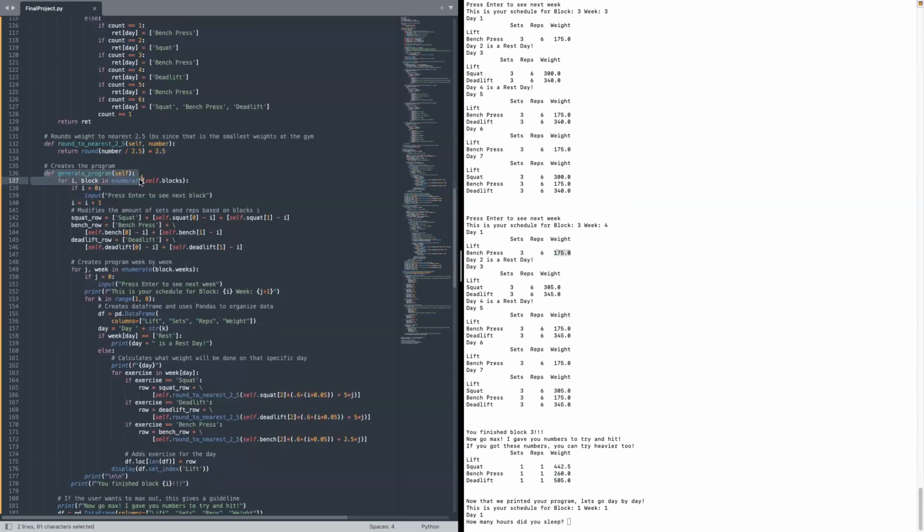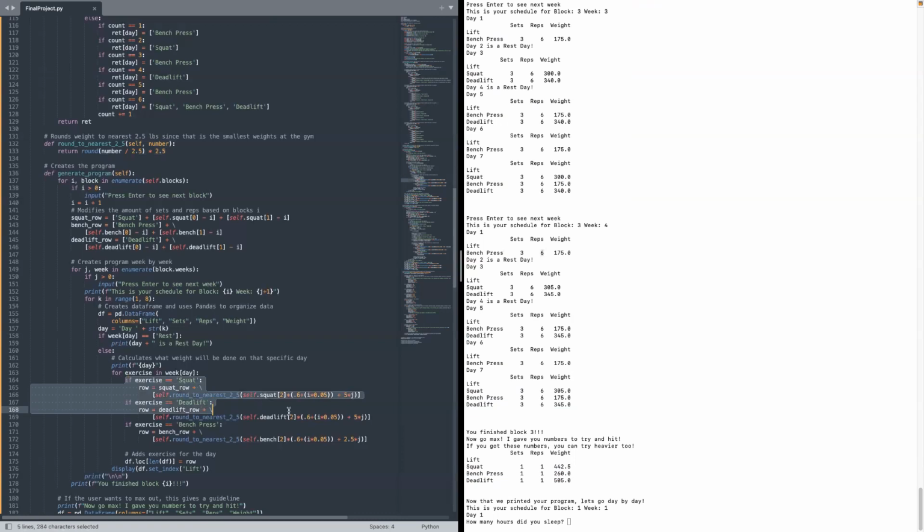Generates the program. This shows next block. This basically generates the amount of sets and reps based on the number of blocks. So if it's block 3, it'll give 3 sets right here and then 6 reps. And this next part basically creates a data frame and uses pandas to organize the data so it looks all neat, like right here.